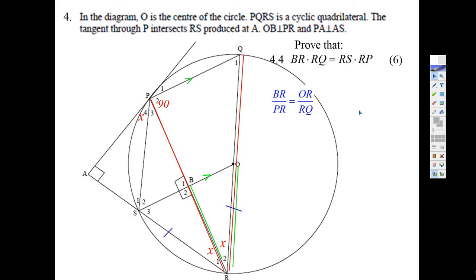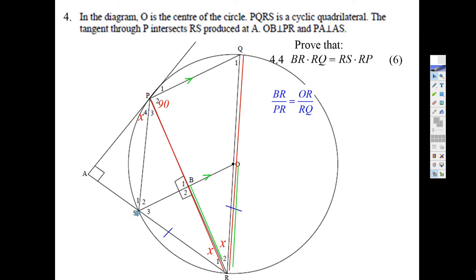Now, I've done quite a few different things in all of the things I've been talking about there. Let me just go over it quickly again. I proved that these two lines were parallel because of P2 and B1 being alternate angles of 90 degrees. Then I used the parallel lines in the triangle PQR and OBQ, that triangle that has a parallel line going across it, I can use the proportionality theorem to say BR over PR equals OR over RQ. Then if I cross multiply, I almost have my answer, and I've only done about 3 marks worth of work.